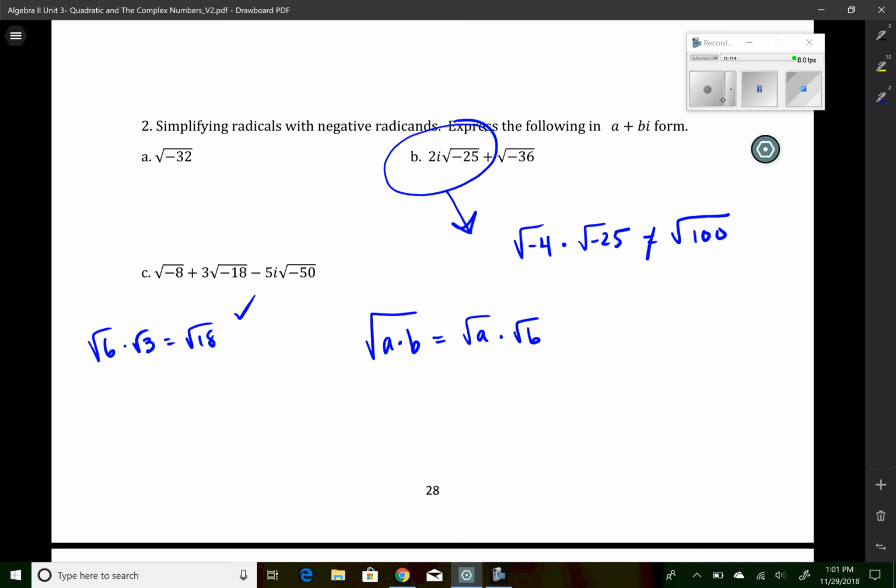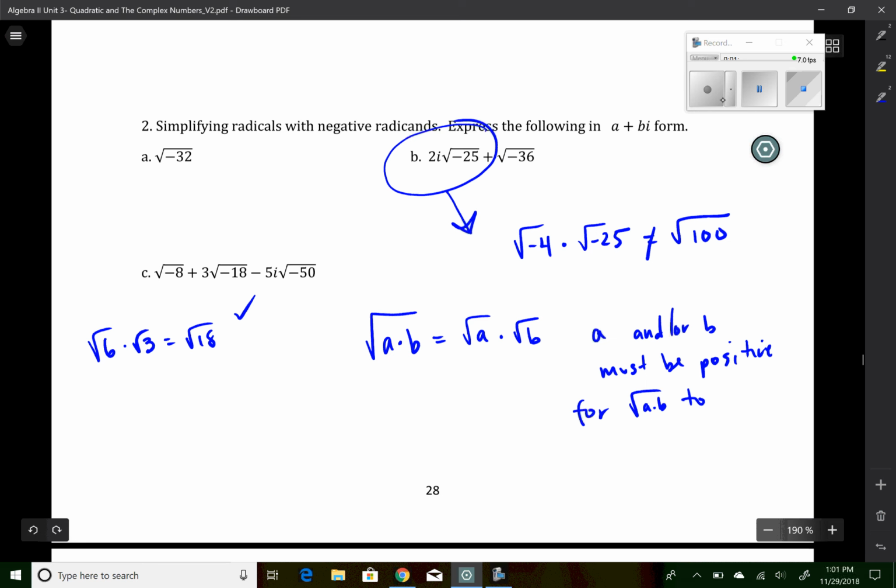and that is that A and/or B must be positive for the square root of A times B to be defined. So what that means is if they were both negative, you wouldn't be able to multiply them, because then they wouldn't be able to be graphed over the values of the complex graph.